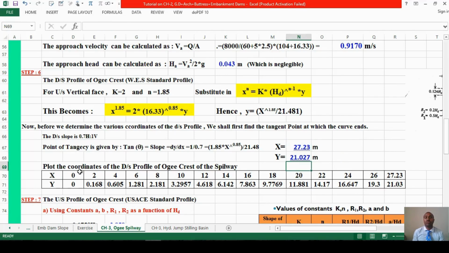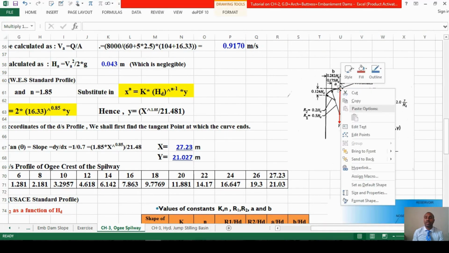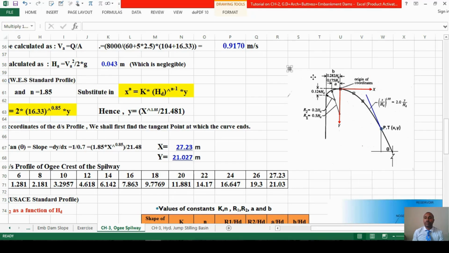21.027. So plot the coordinates of the downstream profile of the ogee crest. Now you start from 0, from the origin. Then you can make an offset of 2 or 1 meter, up to 27.23. According to the equation, you get up to this value, 21.027. So you plot like this. You can just plot the curve up to the point of tangency. So this is the downstream profile of the ogee crest.